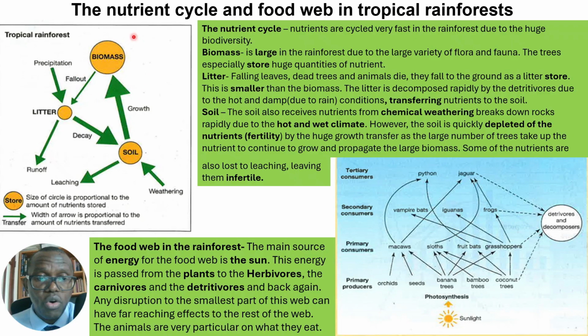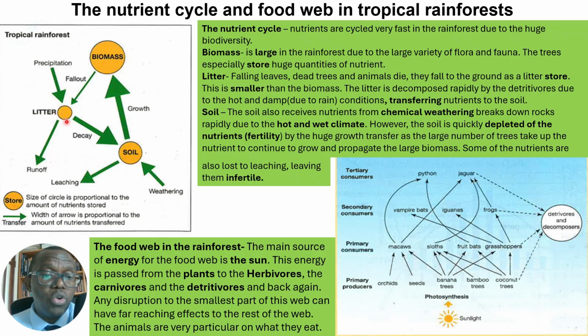So going back to the biomass. The biomass is really large, and that's due to the biodiversity that there is in the tropical rainforest. And the trees especially store huge quantities of nutrients. Then we have the litter. Now the litter here refers to the falling leaves and the animals that die and fall to the forest floor. And we can see that this here is a lot smaller. The litter is a lot smaller than the biomass.